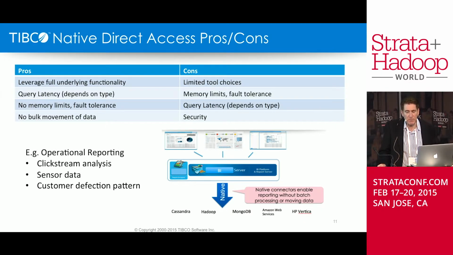Secondly, memory limits and fault tolerance can be a challenge here, as well as, depending on the type of connector, query latency. For example, Hadoop Hive is known to be a high latency connector, whereas something like Impala or Spark is a low latency connector. And also things like security, because you are accessing the whole underlying data store, you have to be careful about making sure that you don't give unauthorized access in a wholesale fashion.